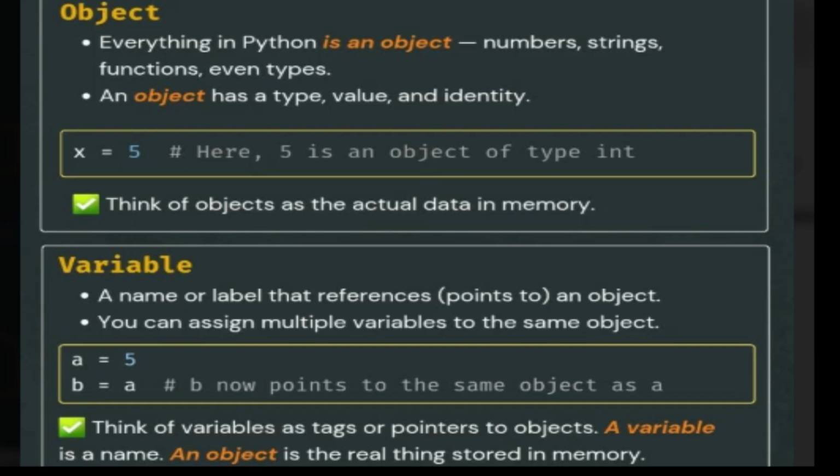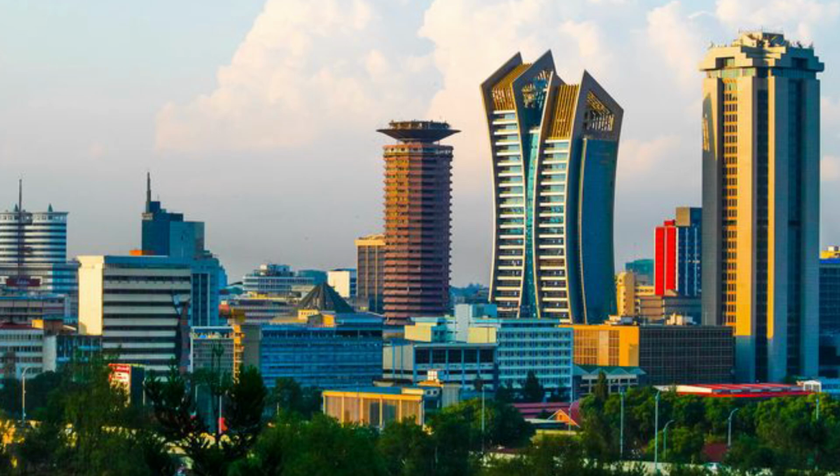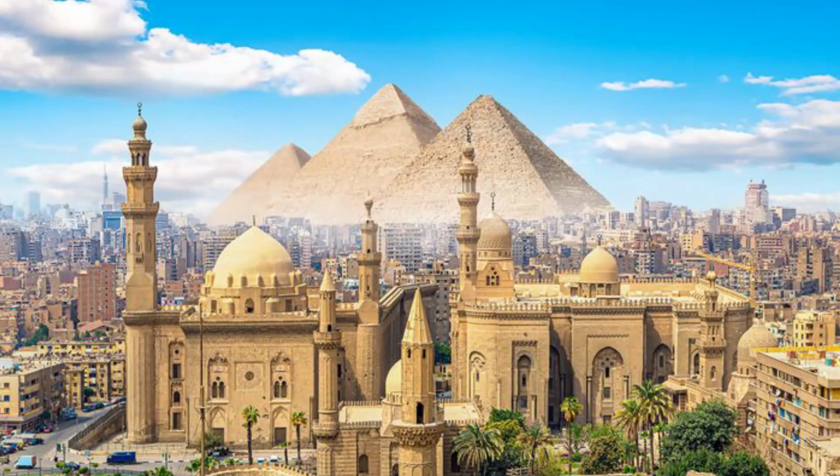Let me give you an example. For instance, we take cities in Africa. Let's take Nairobi, Lagos and Cairo. Those are objects. The reason they are objects is that they contain some data. Other examples of objects can be integers, strings, functions can also be objects, and many more.